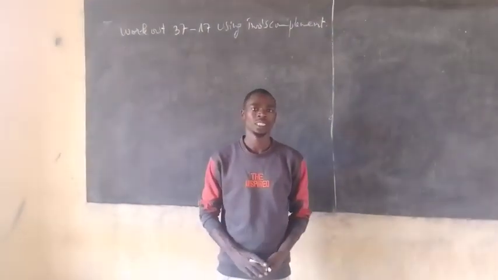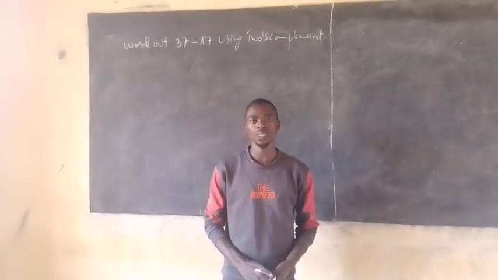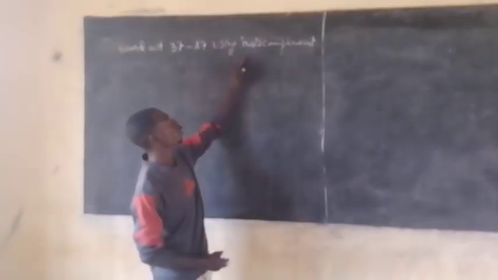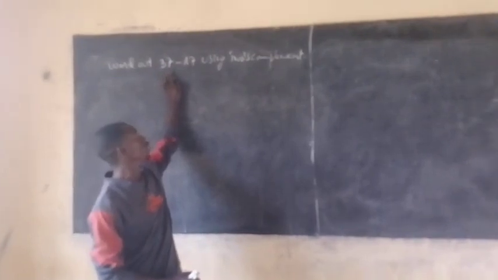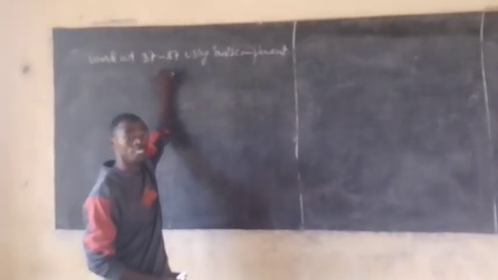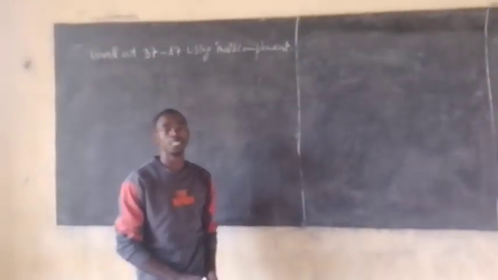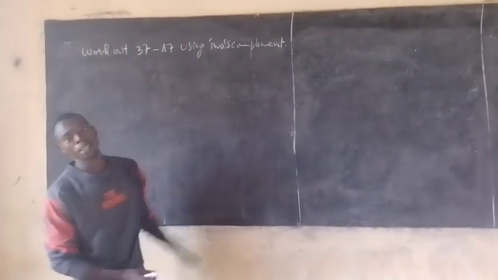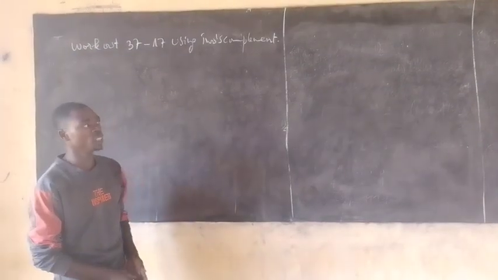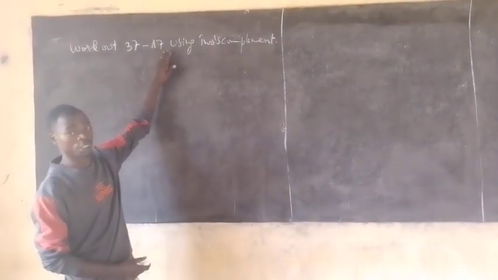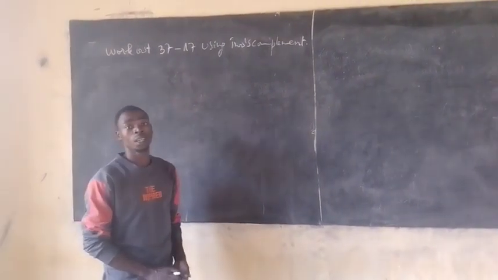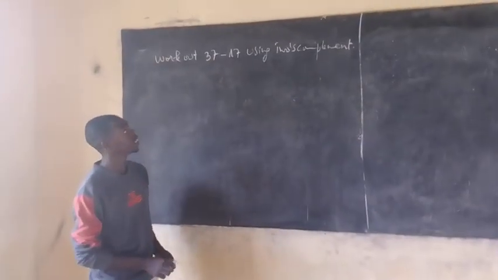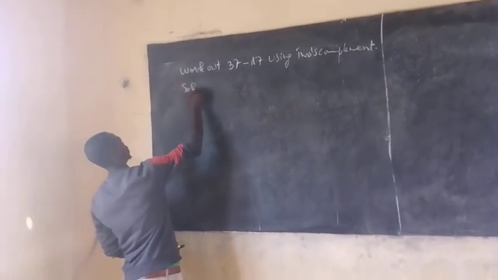So today we have this question. We want to show how to use two's complement, how the computer calculates the difference of 7 and 17 using binary representation. The two's complement is one of the main ways computers perform arithmetic or mathematical calculations. So for sure, let us start with the first solution.